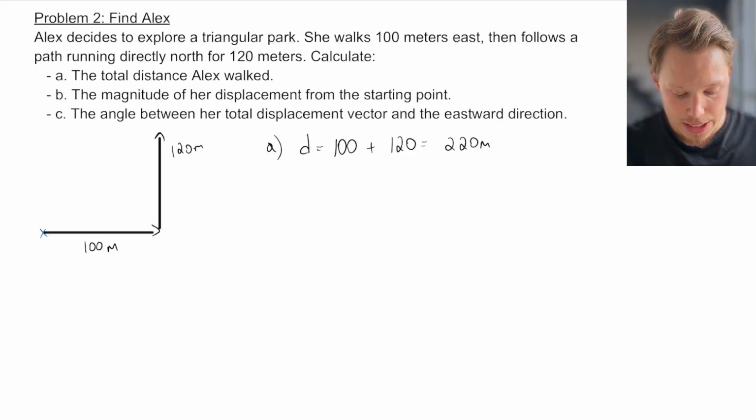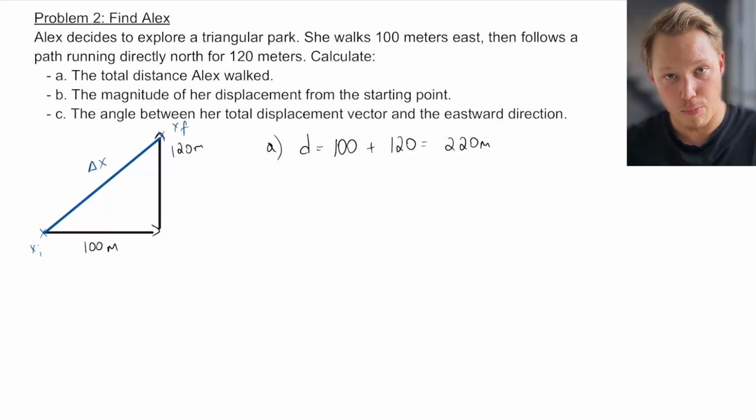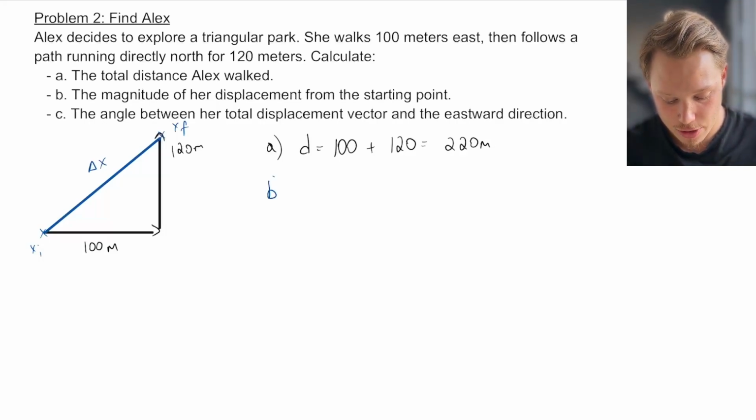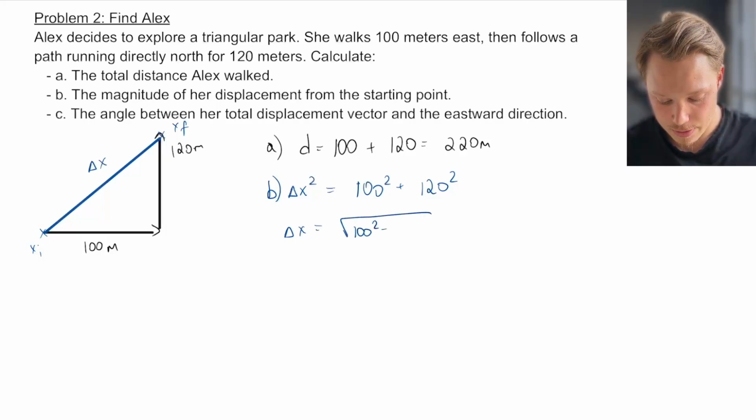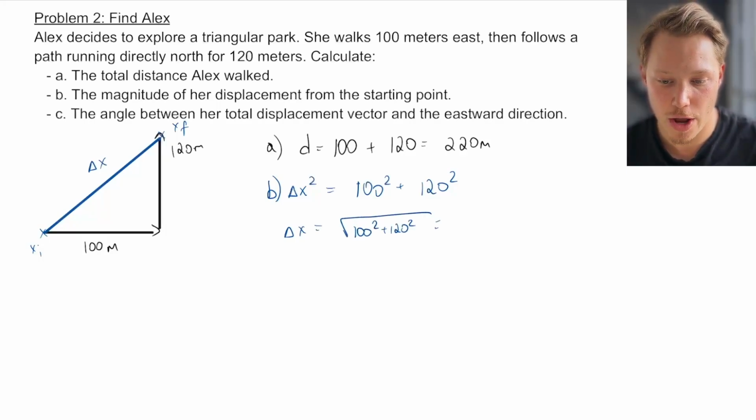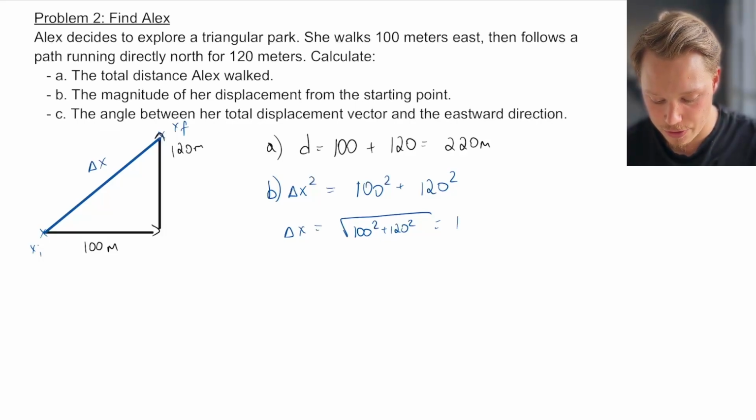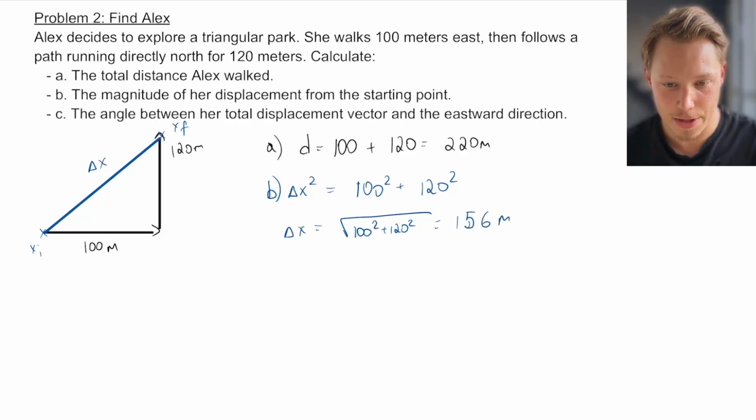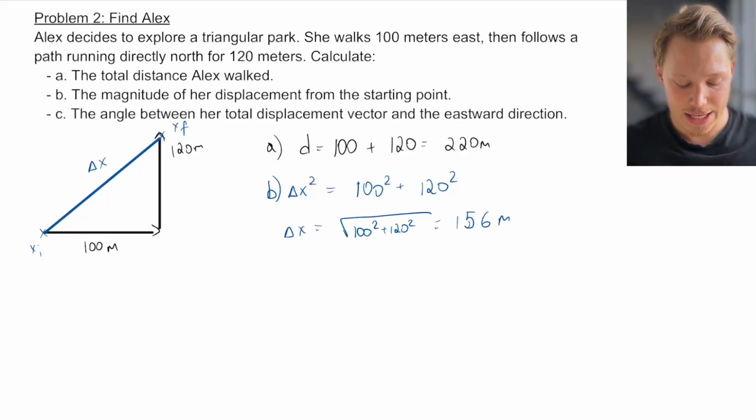Now, what about the displacement? Now, the displacement is going to be her initial position to her final position right here, which is, again, just like in the previous problem, going to be a problem where you have to calculate the hypotenuse of the triangle. Delta x squared by the Pythagorean theorem is equal to 100 squared plus 120 squared. Or if we square root both sides, we're going to have approximately 156 meters.